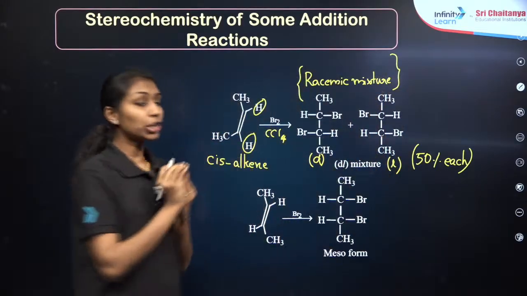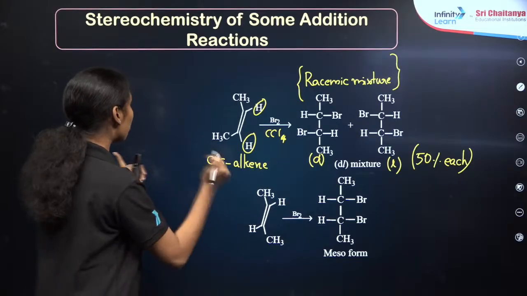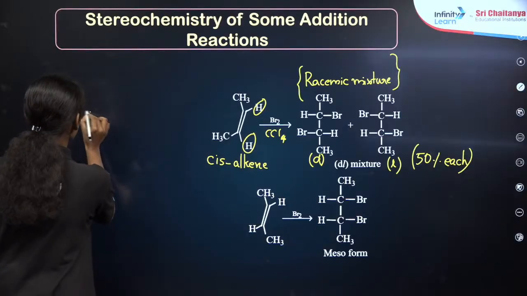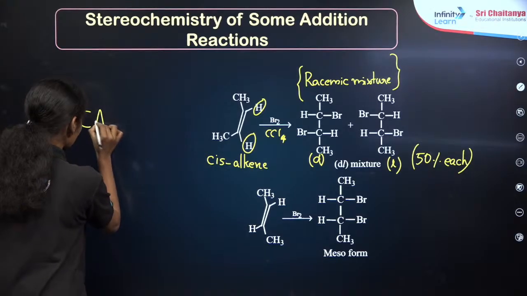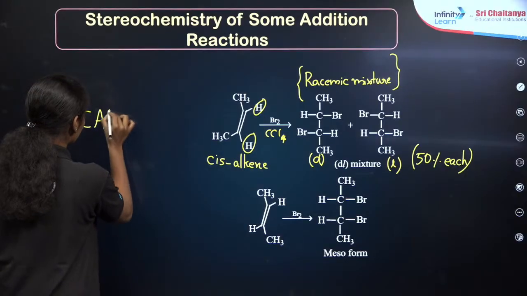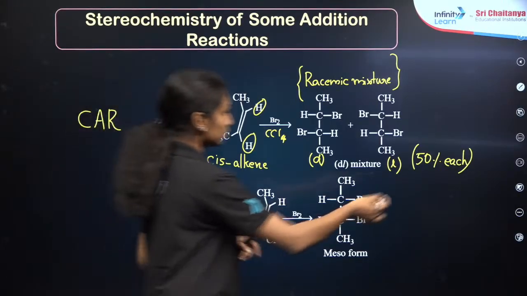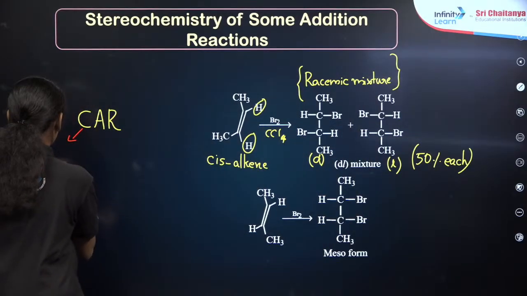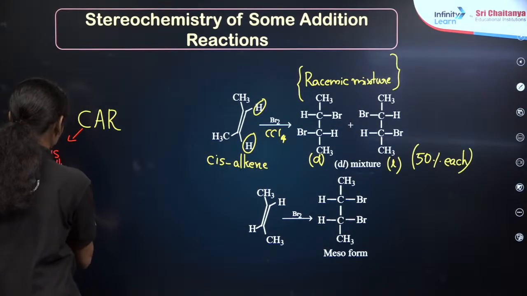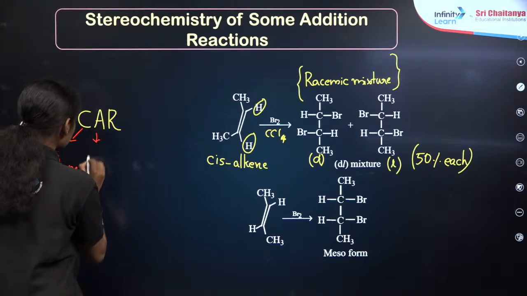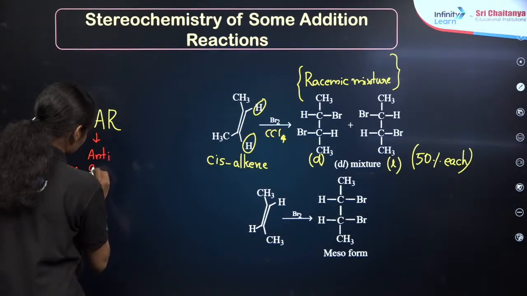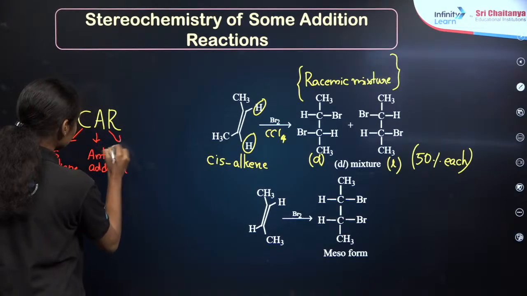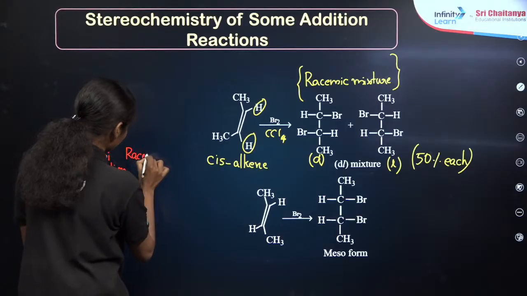So the important point you have to keep in mind is that if you are doing the anti-addition of a cis alkene, you will get the racemic mixture, right? C stands for cis alkene. Here A means anti-addition. These halogenation reactions are generally anti-addition. It will give the racemic mixture, right?